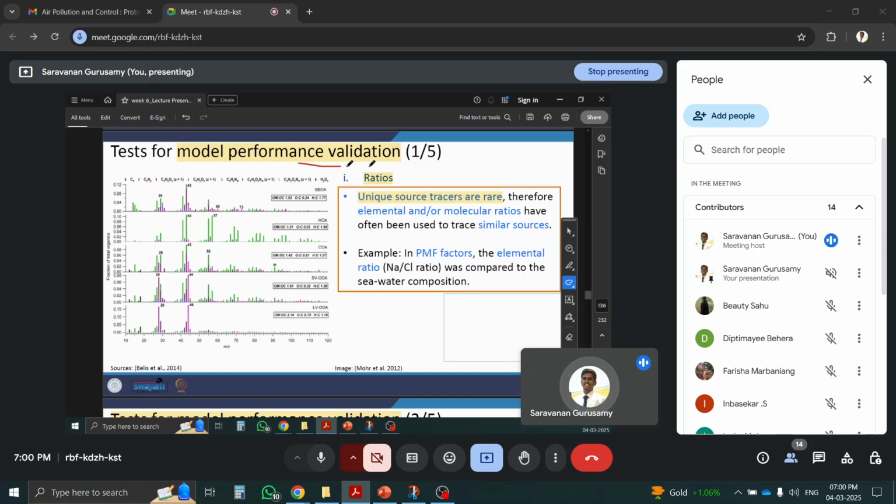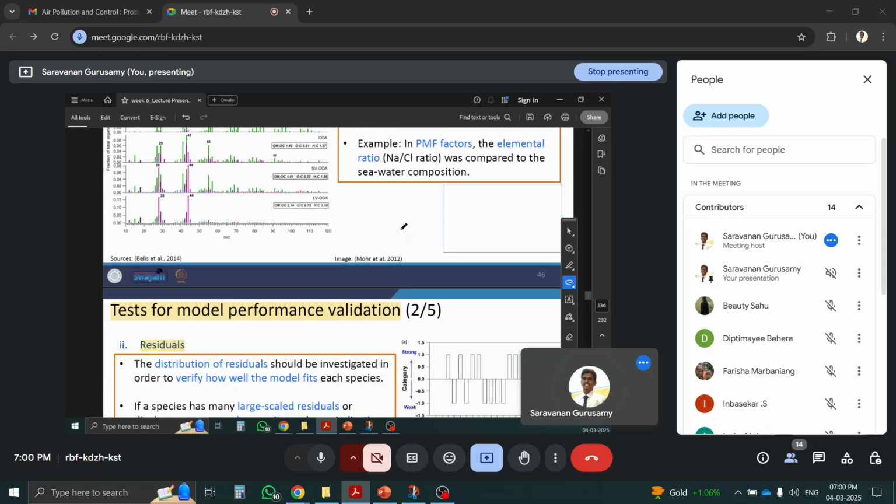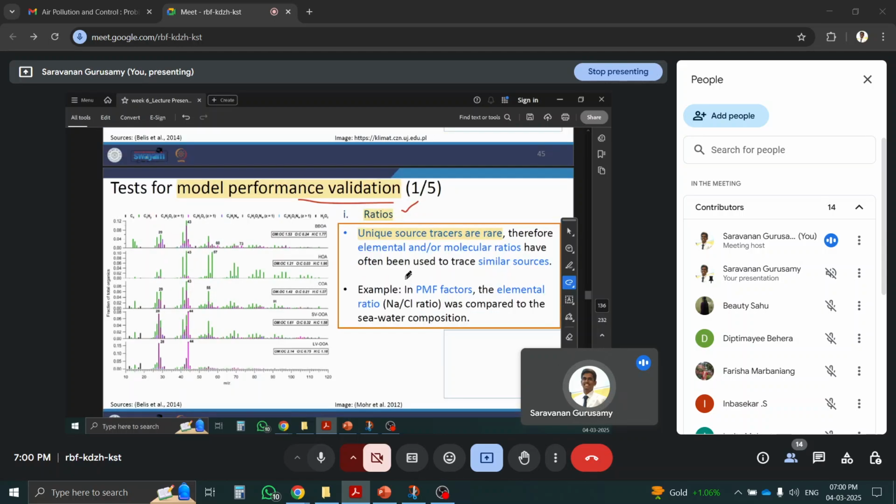For model validation, you can use ratios and residuals. Since unique source tracers are rare, elemental and molecular ratios have often been used as tracers of similar sources. So tracers of similar sources are used to validate the model. After getting the results, how do we validate?